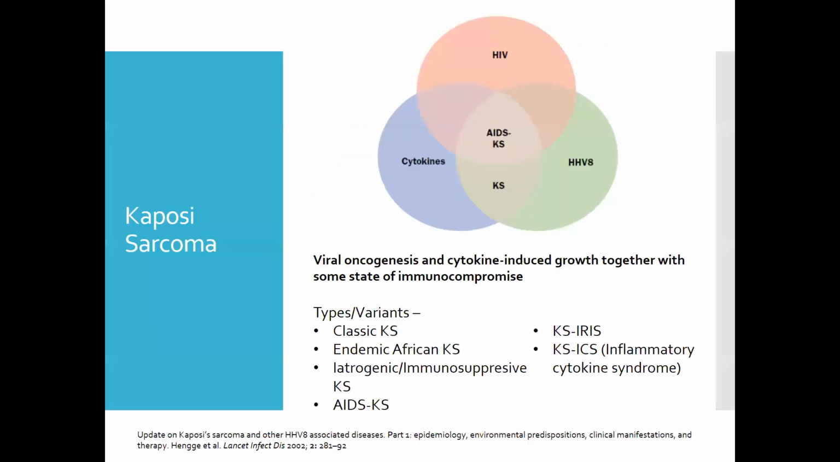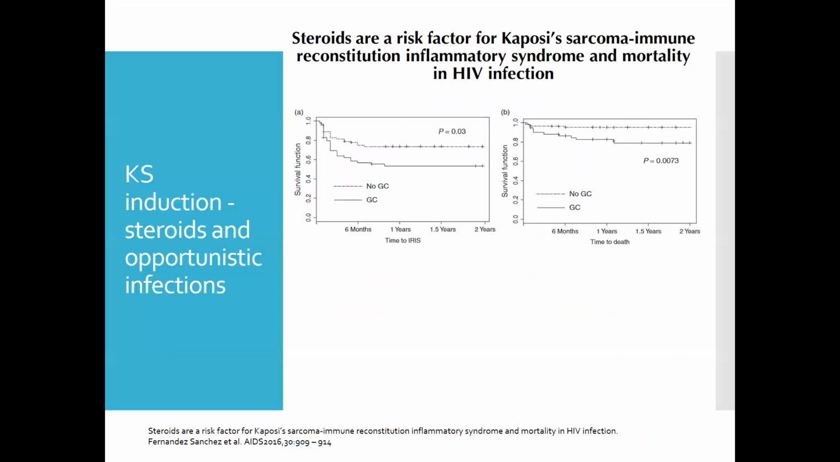And then going back to this slide, when I was mentioning that along with HHV, you need some kind of immunosuppression to proceed towards Kaposi's, a very important study here was looking at just steroids and the risk of developing Kaposi's, specifically Kaposi's IRIS. In the first curve, the bold line represents patients who were on steroids, and the dotted line is the ones who were not on steroids. The first curve is looking at time to IRIS, and the second curve is looking at time to death.